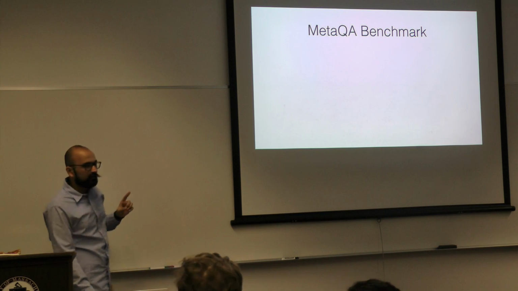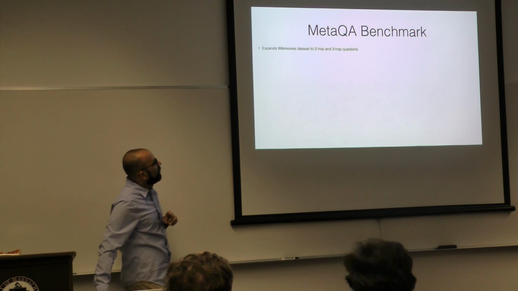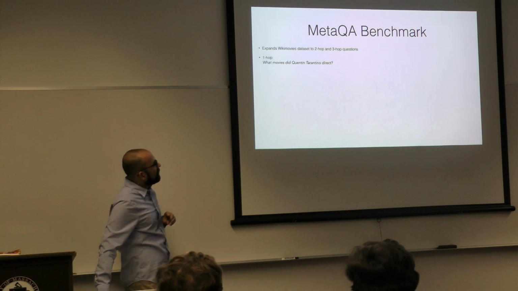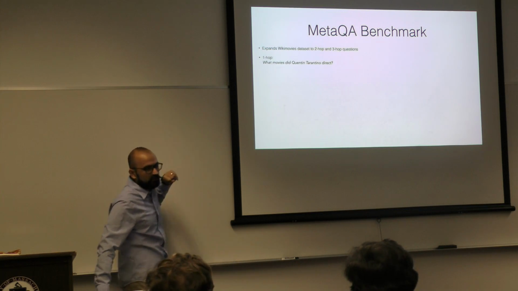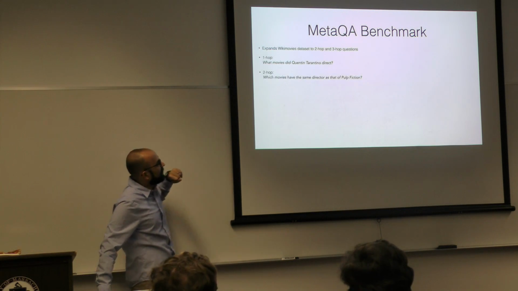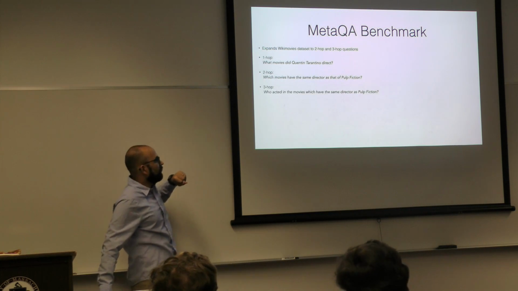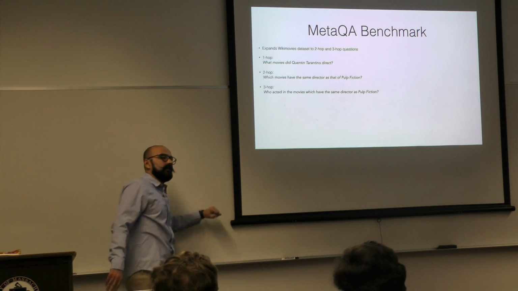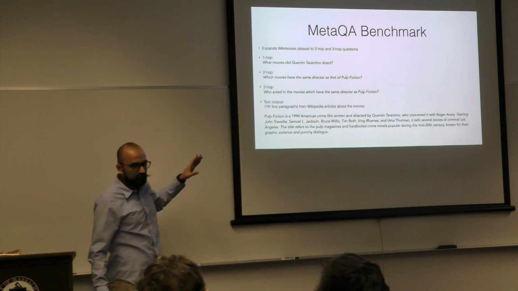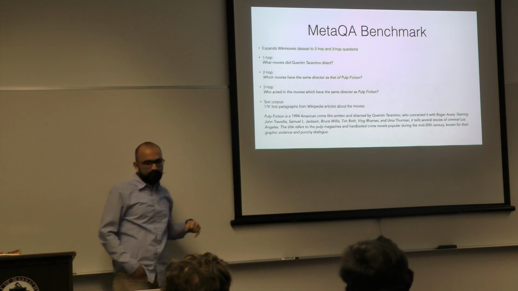I'm going to talk about this MetaQA benchmark, which is really an extension of the WikiMovies data set to 2-hop and 3-hop questions. The 1-hop question is the same as what I showed in the previous part, which was what movies did Quentin Tarantino direct. But now you also have questions like which movies have the same director as that of Pulp Fiction, or who acted in the movies which have the same director as Pulp Fiction. Now these are a bit contrived, but the key thing here is that to answer these sort of questions you need to aggregate information from multiple passages.